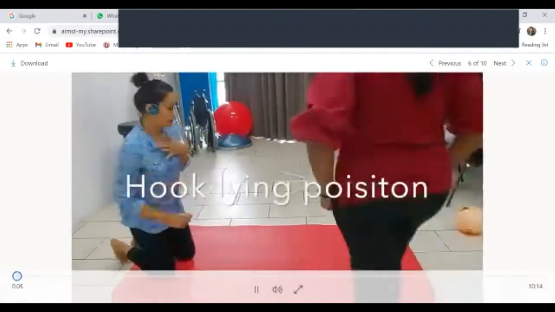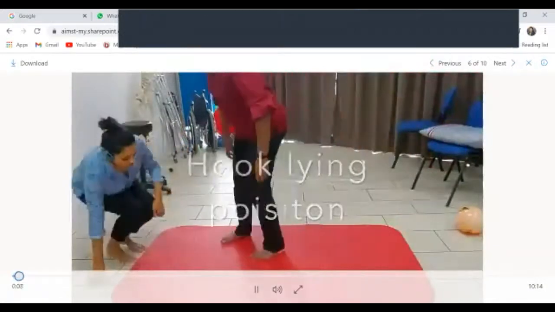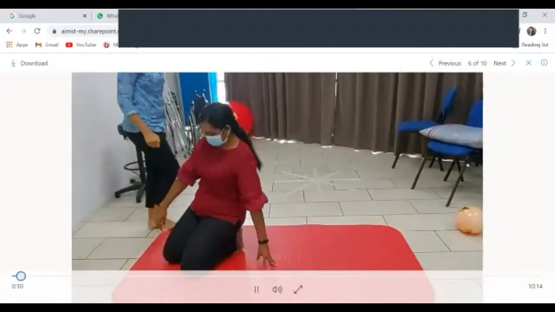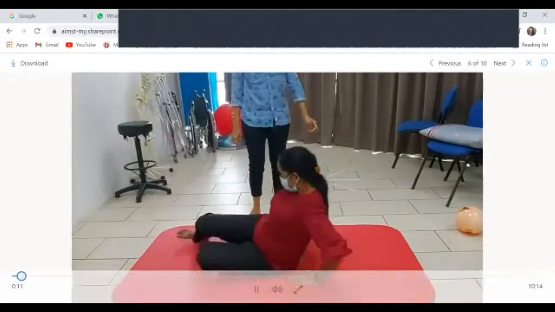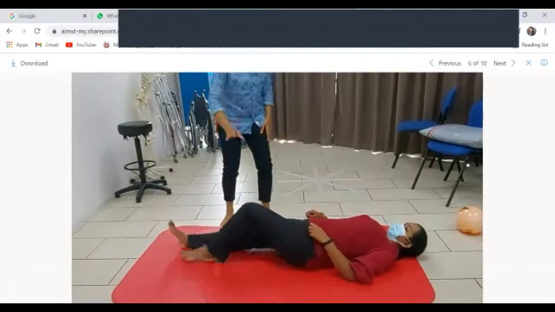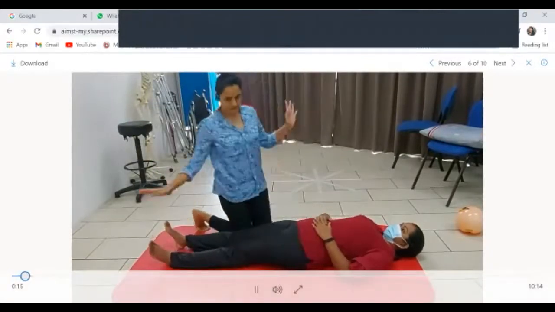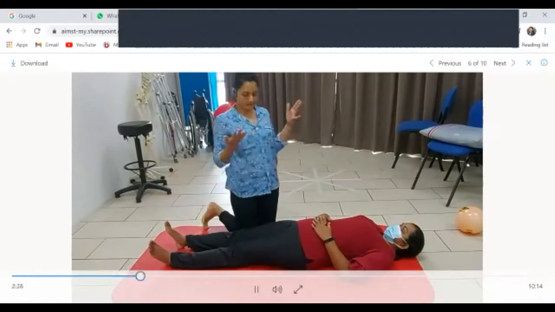So now we're going to go for the hook line position. So it's spine position and knee bend. Okay, so imagine patients completely supine. They have no control. Hook lying, already we have seen it, right?